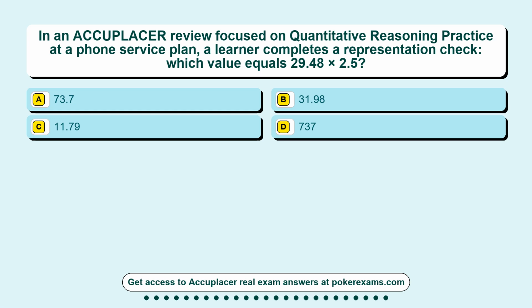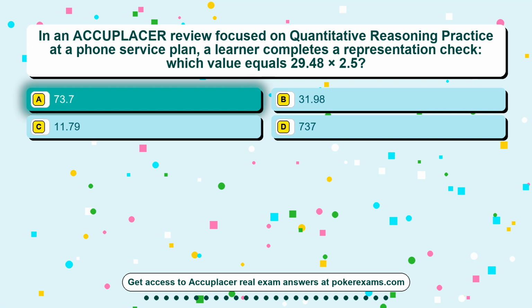Question 9. In an ACCUPLACER review focused on quantitative reasoning practice at a phone service plan, a learner completes a representation check. Which value equals 29.48 times 2.5? Option A 73.7, option B 31.98, option C 11.79, option D 737. The correct answer is option A, 73.7.